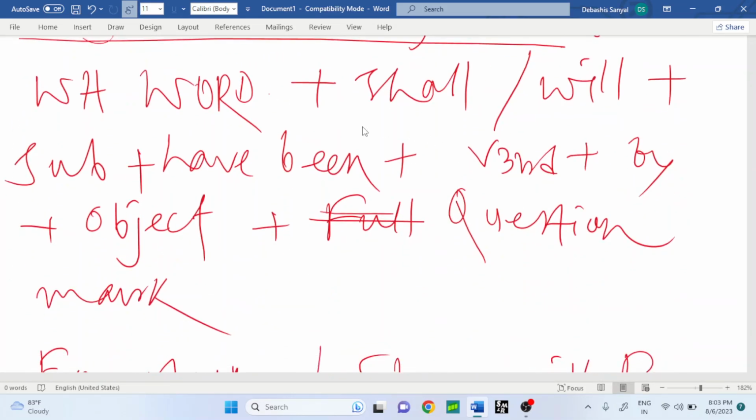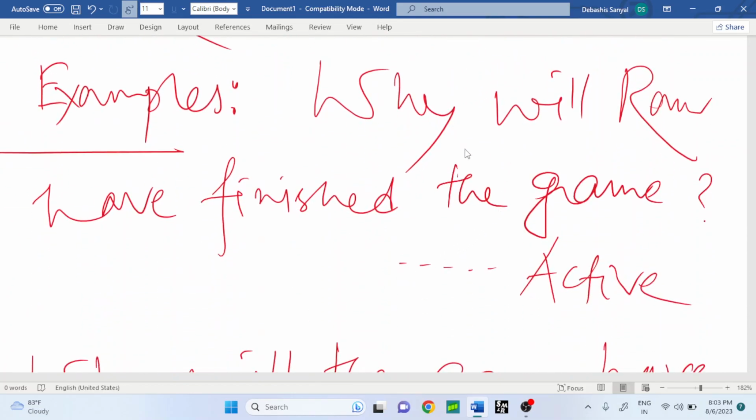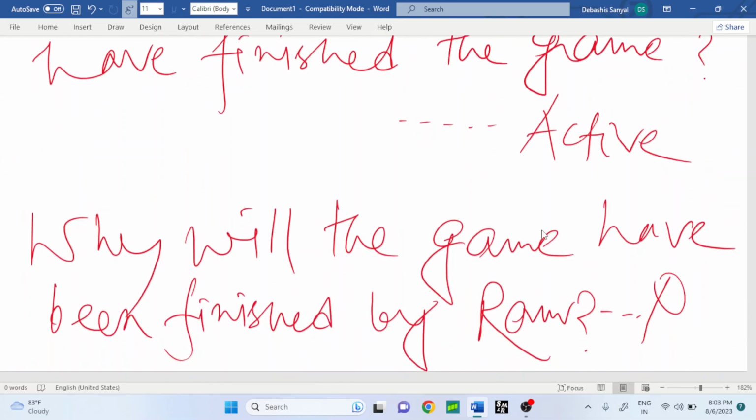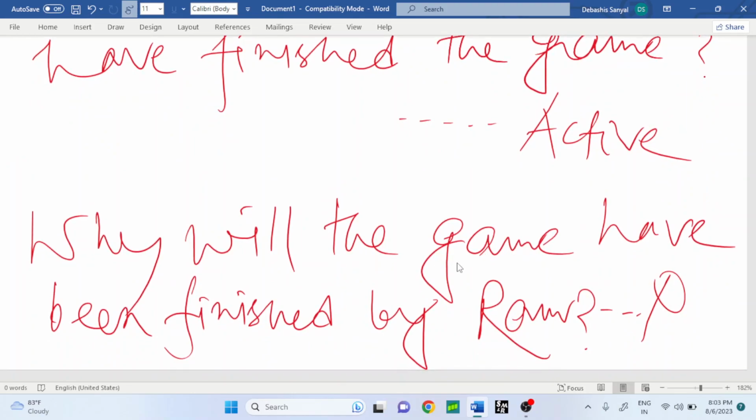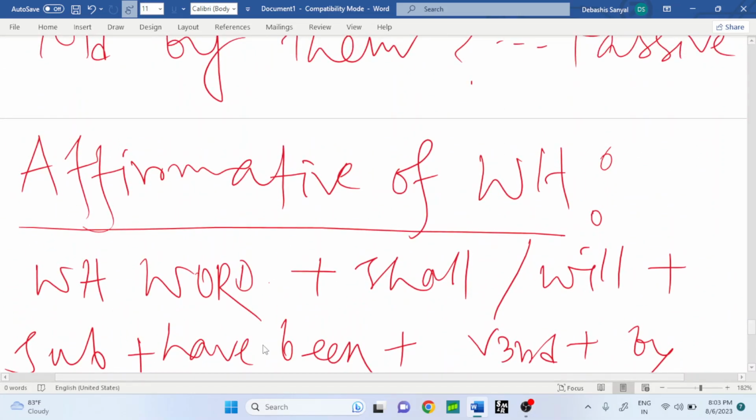Affirmative of WH question. WH word, then shall, will, subject, have been, third form of the verb, by object, and question mark. Example: why will Ram have finished the game? Why will the game have been finished by Ram? It's the affirmative of WH question.